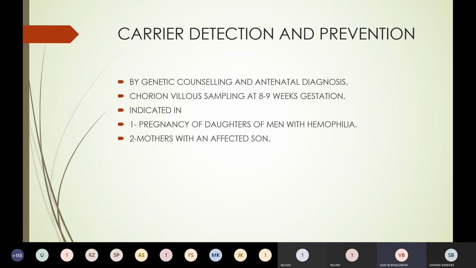And wives of the sons of mothers with an affected son. So any mother who has an affected son, and that son marries, and if that wife gets pregnant, they are the persons who are to be subjected to genetic counseling.